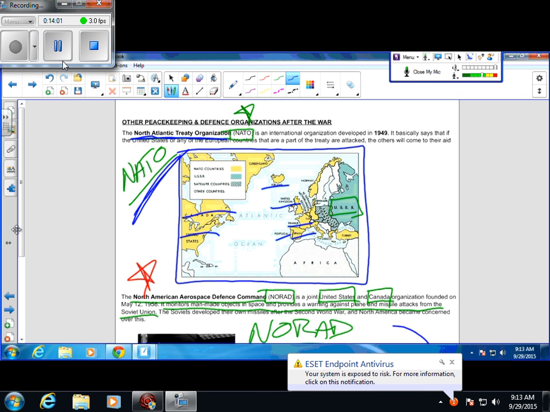Like I said, it was signed in April 1949. It was basically an alliance made up of Christian and democratic countries. They were supposed to be more of an alliance against the Soviet Union. Certain countries were extended an invitation so that they could be a part of NATO, whereas other countries were discouraged or not allowed to join NATO. Just keep that in mind.